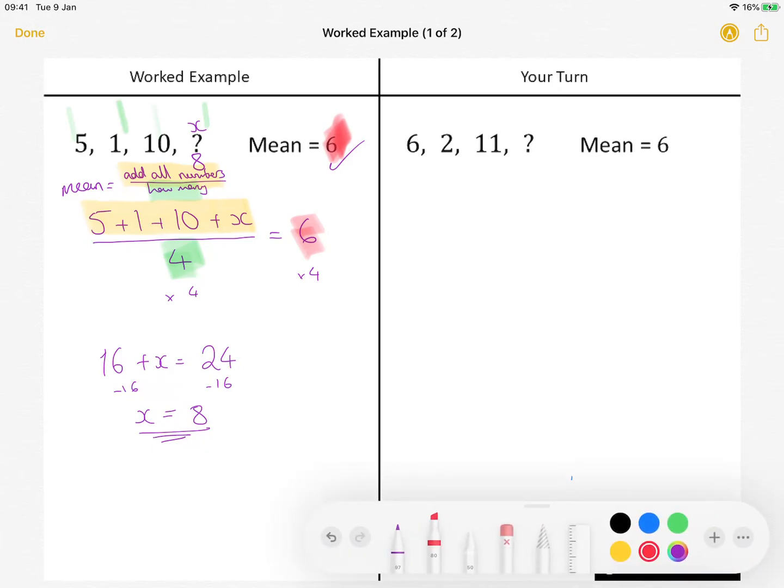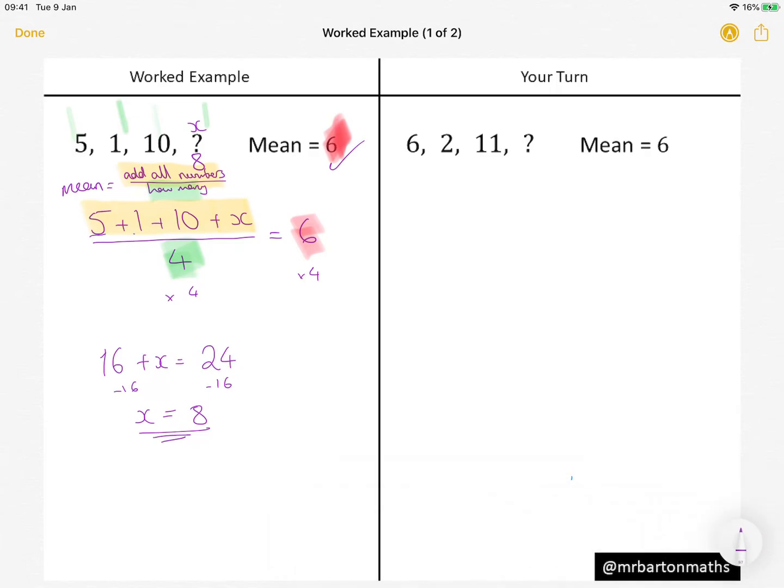Then I do two things here. I simplify the addition, so 5 add 1 add 10 is 16. Then add X, I can't simplify that any further, so I keep it as 16 add X. And then I times both sides by 4 because what we're trying to do is get X on its own. But more simply, if the mean is 6 and there's 4 numbers, then my total must be 24, because something divided by 4 equals 6. Then I know my total must equal 24, which is where that equals 24 comes in.